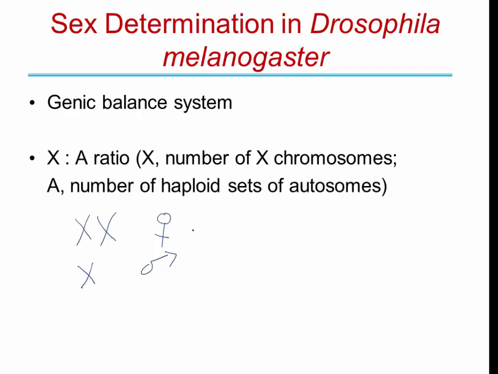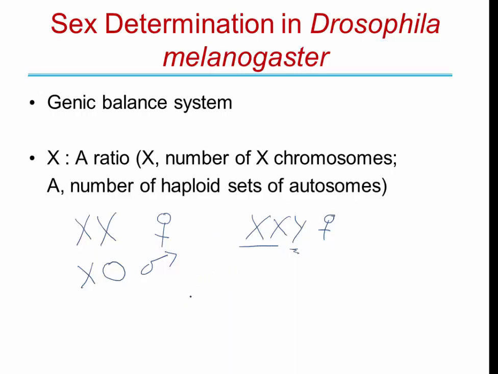And the Y chromosome doesn't determine sex. You can actually get situations where you have just an X chromosome and no Y, and we call that an XO male, and it's still a male. And you can get an XXY female, and even though it has a Y chromosome, it's still a female because it's really the number of X chromosomes that determines sex in flies.